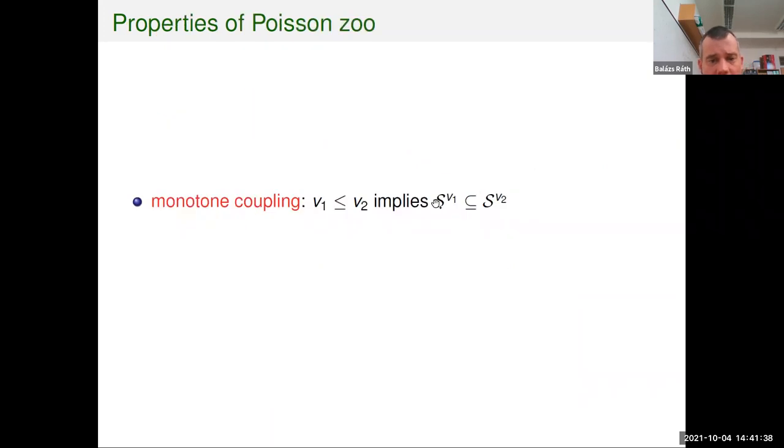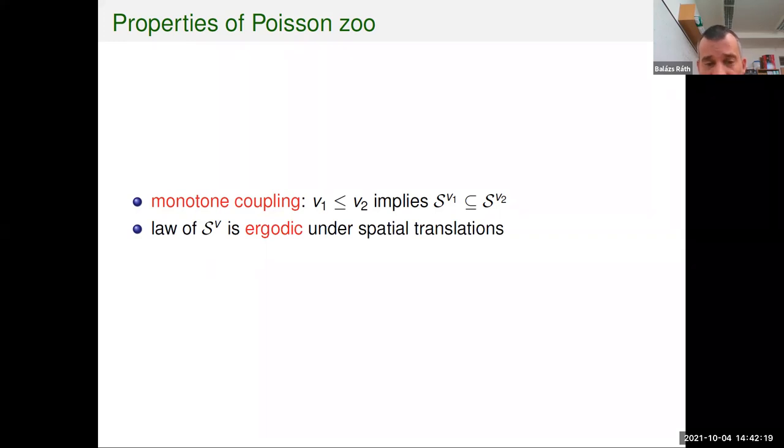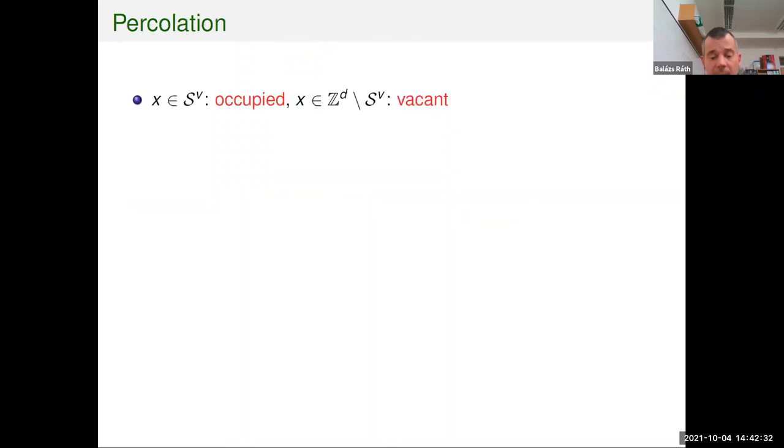Okay. So let me mention a couple of basic properties of the Poisson zoo. For example, there is a well-known monotone coupling. If you take the same underlying measure on animals, mu, but you take two different intensities, V1 and V2, then you can couple these percolation models in a way that the trace of the Poisson zoo with the bigger intensity contains the one with the smaller intensity. And also, it's easy to check that this random subset that we constructed is invariant under spatial translations, and it's actually ergodic under spatial translations. These two facts will become very handy when we define critical thresholds for percolation.